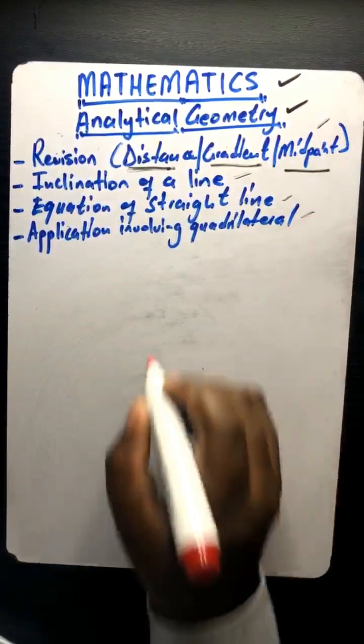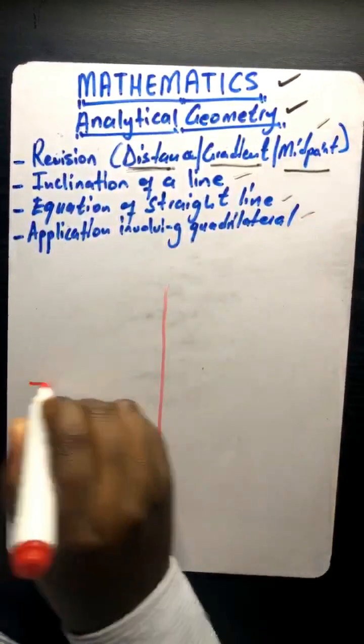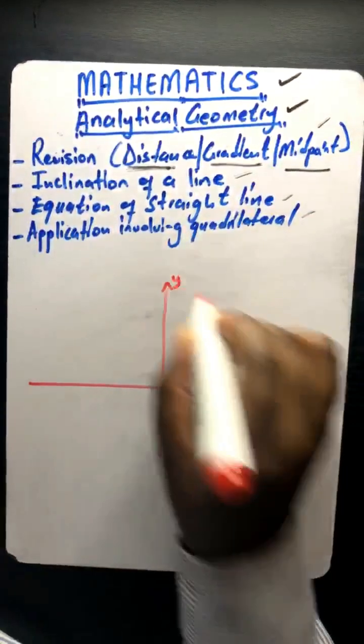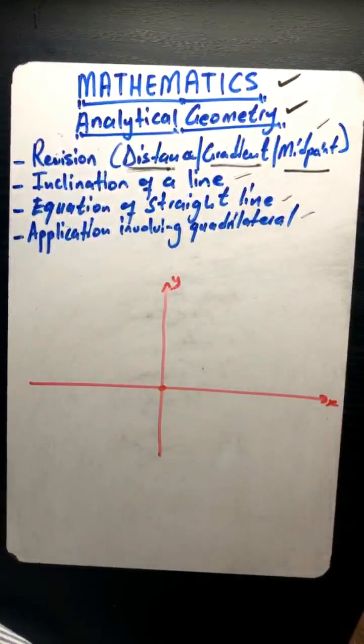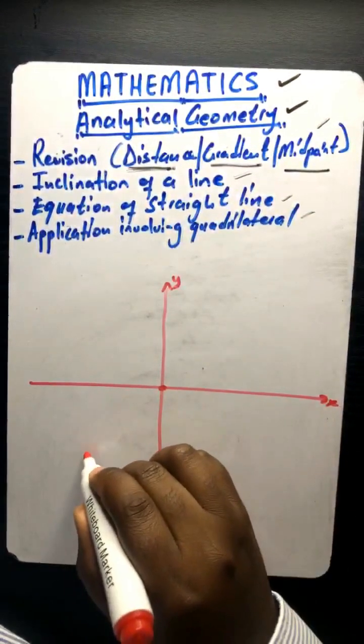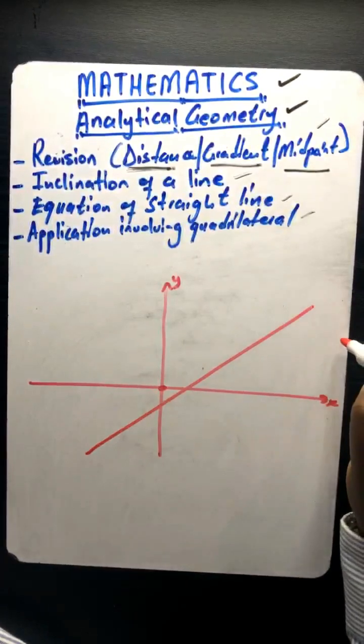Okay, so let's see. This is a Cartesian plane having the y and the x, that point being the origin. You can have a line similar to that. So an angle formed with the horizontal in an anti-clockwise direction.